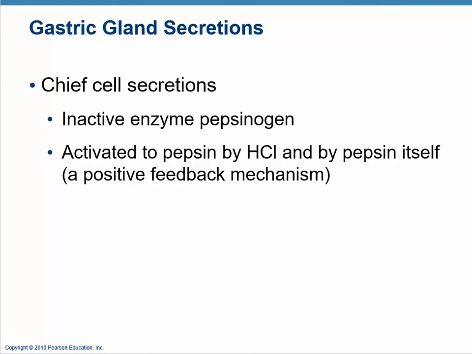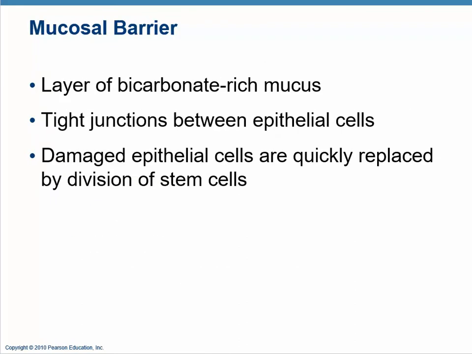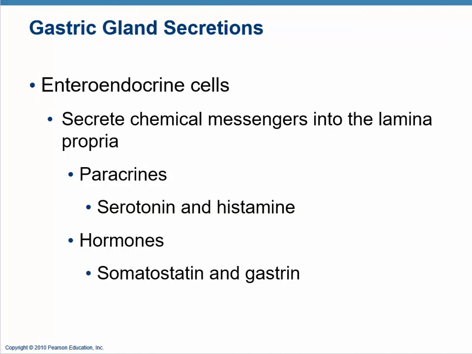The chief cells make pepsinogen. That's really all they do. Pepsinogen becomes pepsin by hydrochloric acid. And then the pepsin feeds back and stops the production of hydrochloric acid. So it becomes a self-regulating thing. The enteroendocrine cells are hormones. So somatostatin, gastrin. These are things that help with gastric motility, things like that.